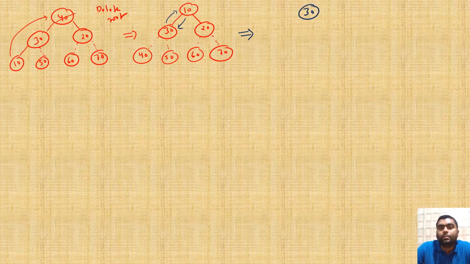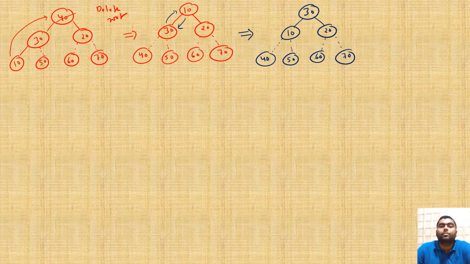So it is 30, 10, 20, and remaining values are sorted. So it is 40, 50, 60, 70. Okay, now delete root. So again delete root. So as soon as you delete root, what will be the replacement? So this 20 will be the replacement. Okay, so finally what you will get?